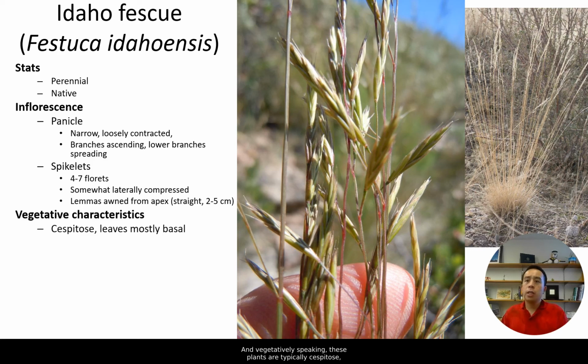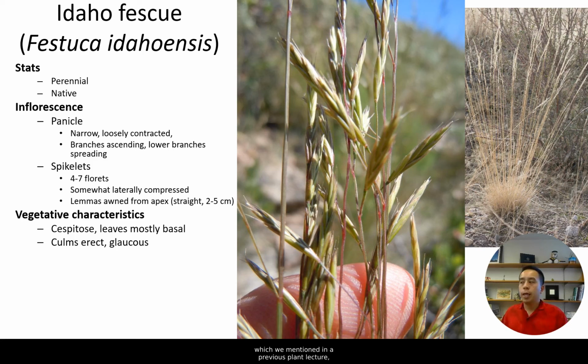And vegetatively speaking, these plants are typically cespitose, as you can see in this image right here. Makes a really nice bunch. And the leaves are mostly basal, which means they don't actually grow up along the culms and out like you traditionally expect, but they actually grow out of the base of the plant. The culms themselves typically are erect, and usually it produces culms when they're flowering.